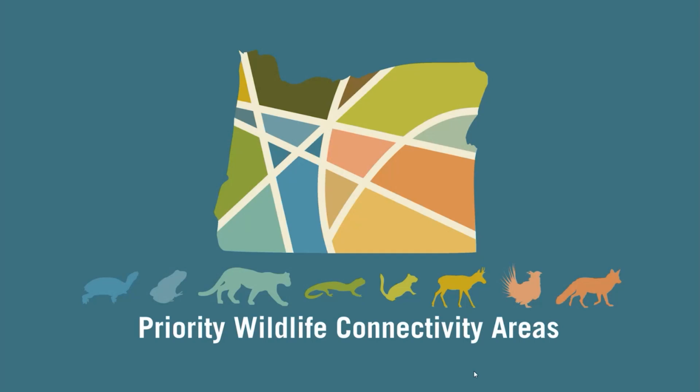The PWCA Web Map was created to give land managers, transportation planners, conservation groups, and the general public a way to visualize priority wildlife connectivity areas in Oregon. Priority wildlife connectivity areas, or PWCAs, represent the highest value parts of Oregon's landscape for facilitating wildlife movement.